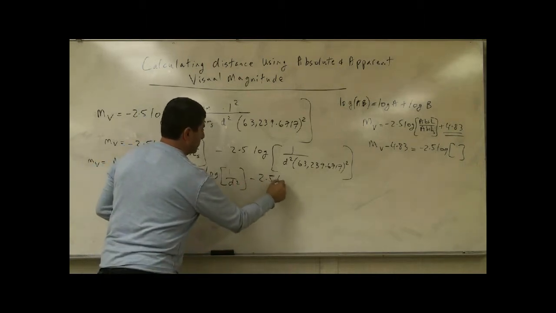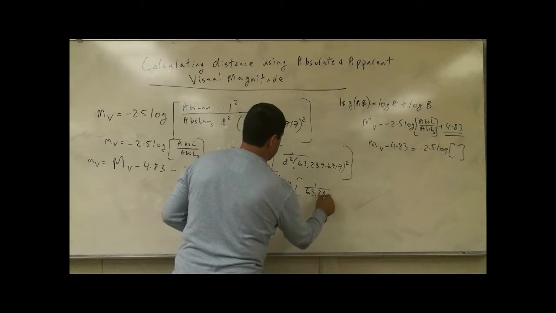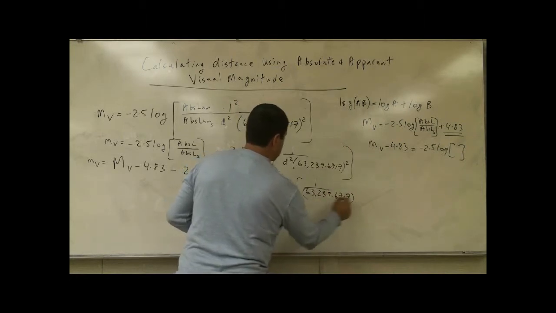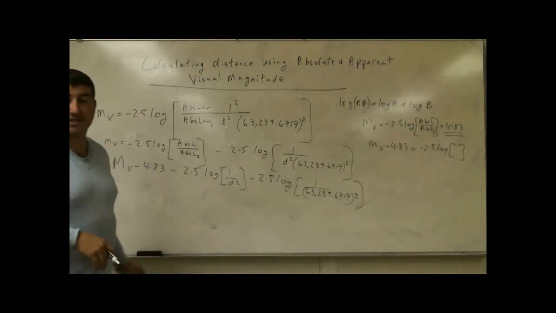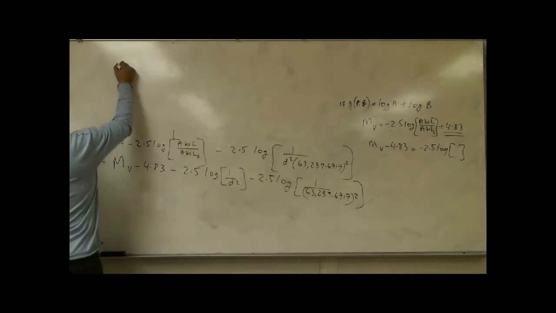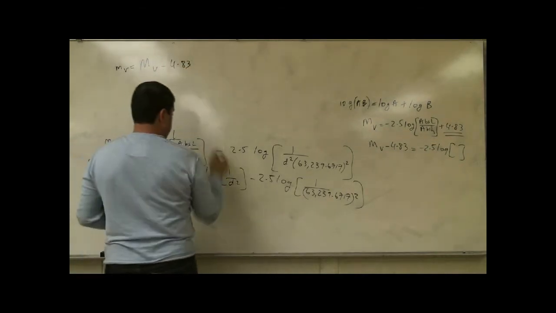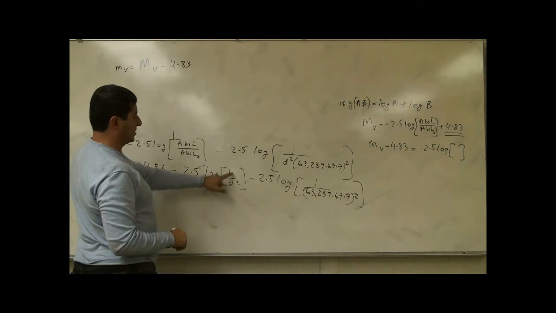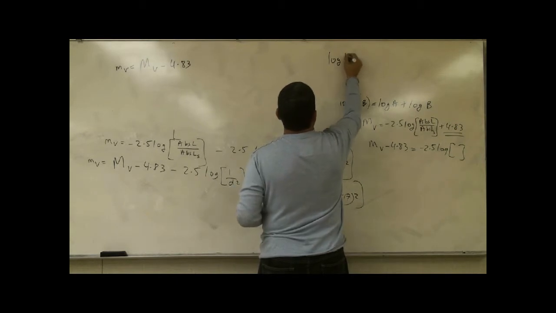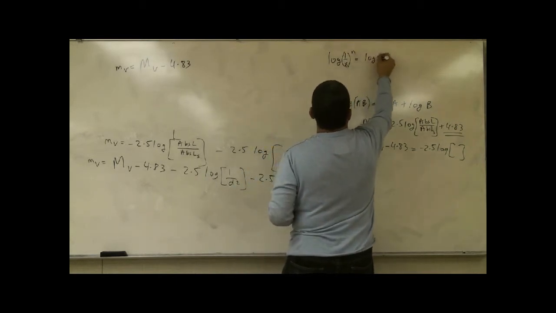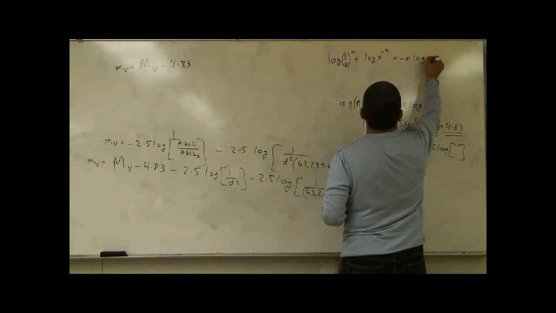minus 2.5 log of this one, 1 over 63,239.6717 squared. So there's lots of stuff going on here, right? Now we're going to further simplify this, and it's going to be a real beautiful looking equation. mv is equal to MV minus 4.83. And then this one, what I could do is just take the exponent to the top. Remember, log of 1 over x to the nth power is going to be log of x to the negative n, right? And then this negative n comes out front, negative n log of x, right?